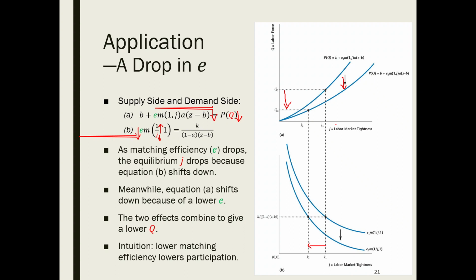To summarize, a change in an exogenous variable will always shift one or two of the equations. We always start with the effect on the equilibrium J based on the second equation, the demand curve, and then determine the effect on Q based on the first equation, or the supply curve.